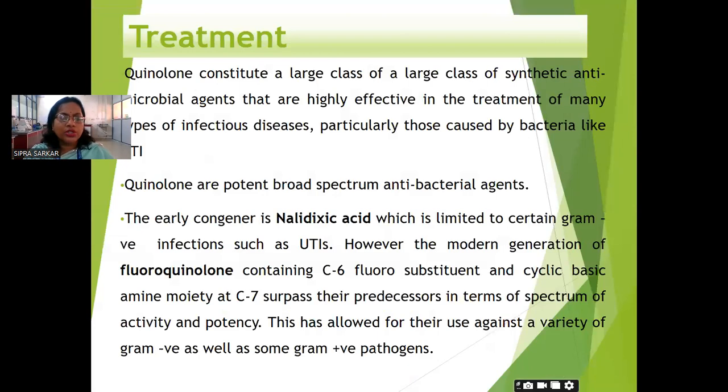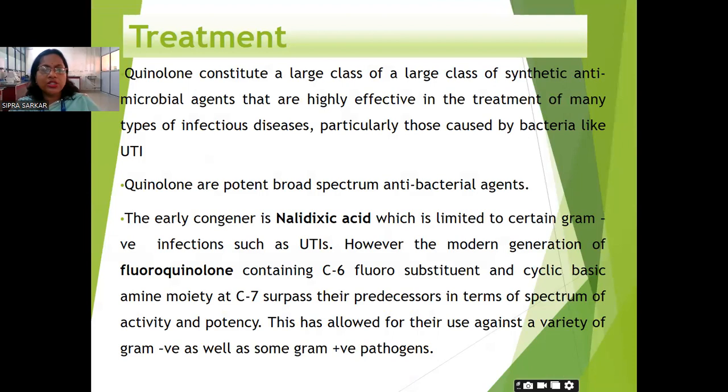So, going to the treatment. Quinolones are a category of drugs which constitute a large class of synthetic antimicrobial agents that are highly effective in the treatment of many types of infectious disease, particularly those caused by bacteria like GI infections. Quinolones are potent broad-spectrum antibacterial agents, so they can kill a wide range of bacteria.